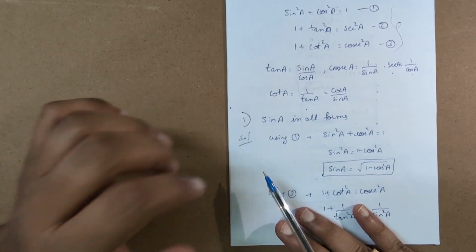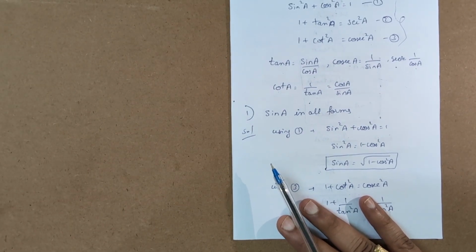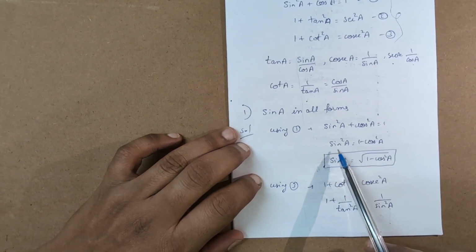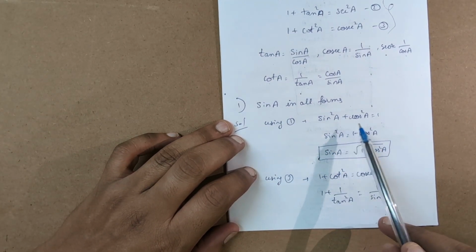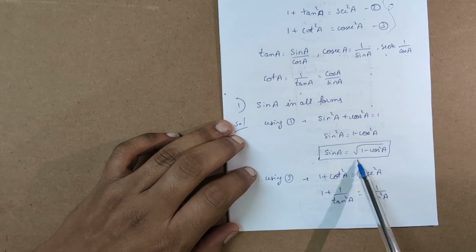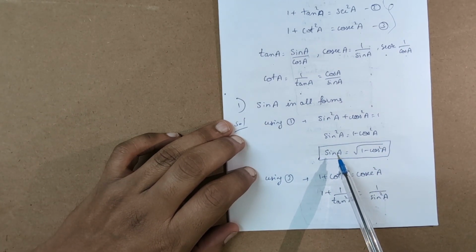So I am using the first equation, that is sine square A plus cos square A equal to 1. Moving cos square to the right side, sine square A equal to 1 minus cos square A. The square becomes root on the other side, so sine A equals root of 1 minus cos square A. In this way I have found sine A in terms of cos A.